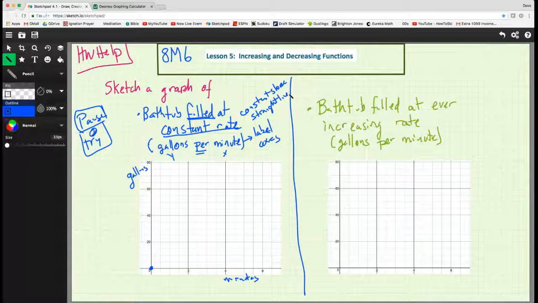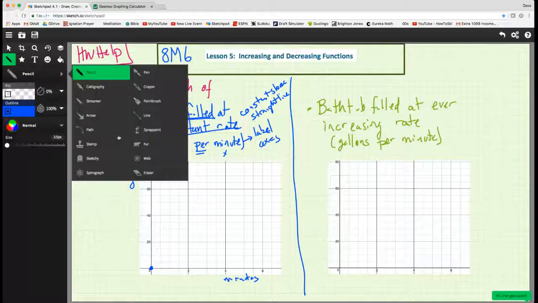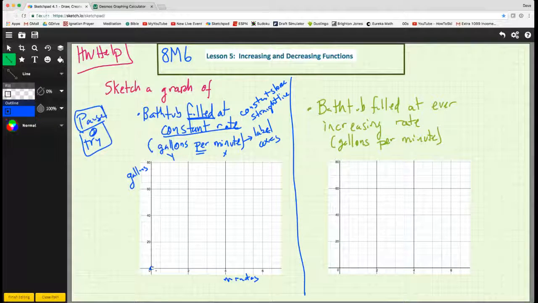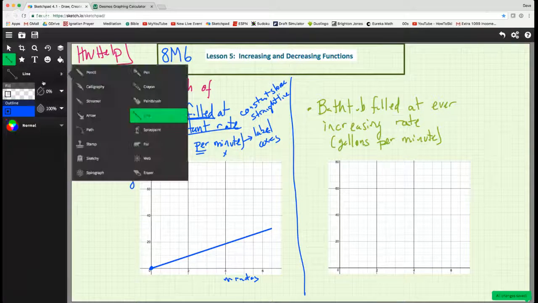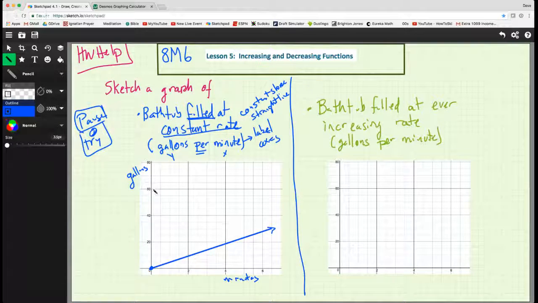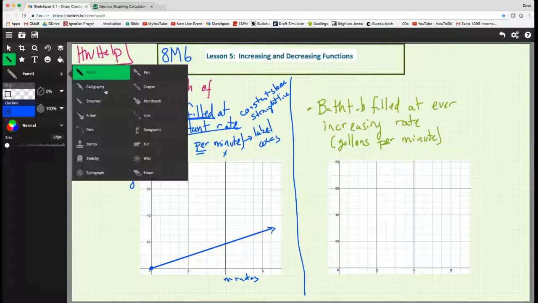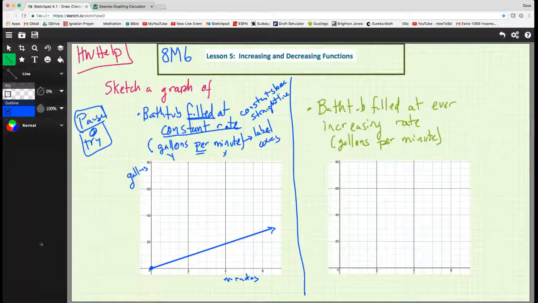So there's a lot of answers to this. So we're going to start at 0, 0, but you could draw a line like this. That would suffice. But you could also draw a line like this if you so chose.